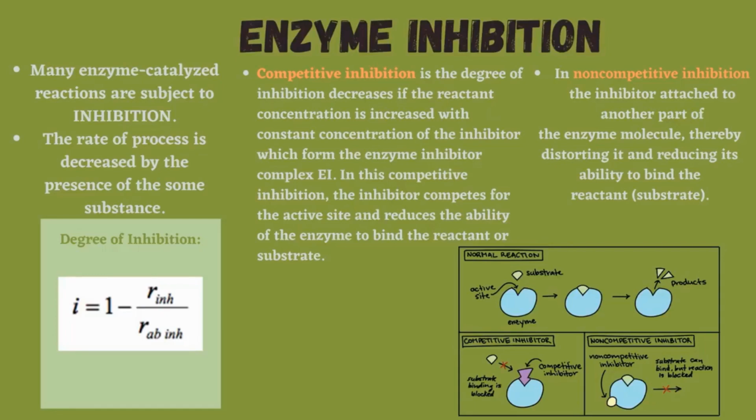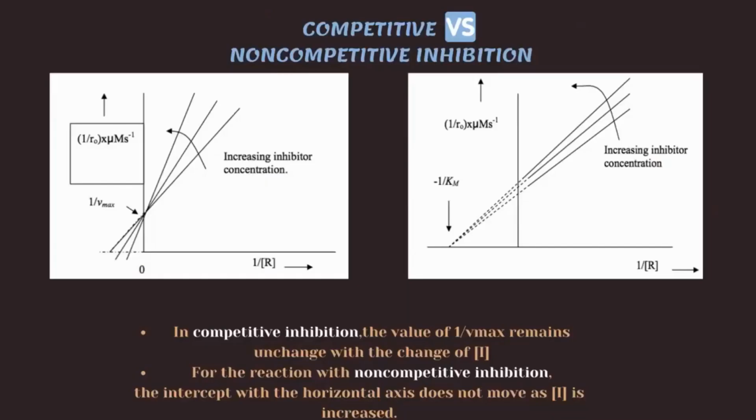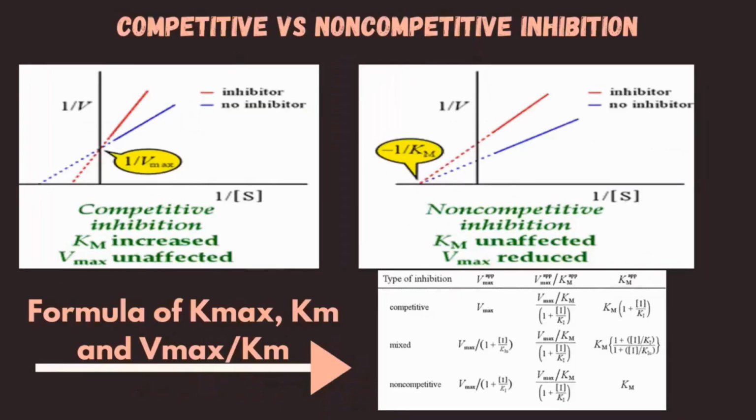For non-competitive inhibition, because the inhibitor binds to a site distinct from the active site, it may bind either the enzyme or the enzyme-substrate complex. In non-competitive inhibition, the value of 1 over Vmax remains unchanged with the change of concentration of inhibitor. For the reaction with competitive inhibition, the intercept with the vertical axis does not move as the concentration of inhibitor is increased. Since enzyme-inhibitor binding is reversible, it can be overcome by increasing the concentration of substrate.